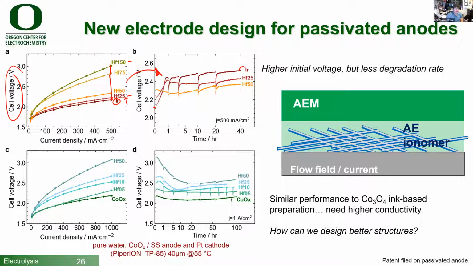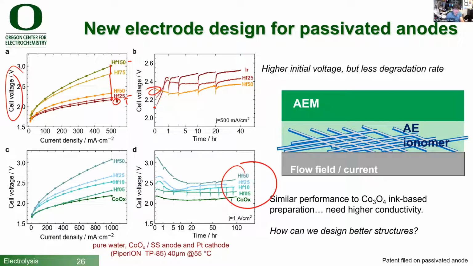If we put a hafnium oxide layer on, we're starting at a higher voltage, but the degradation rate is dramatically suppressed. So we certainly are engineering this interface. This is not a competitive cell. The voltage is too high. There's a lot of work to do here, but it's illustrating the point of how we can engineer this interface.